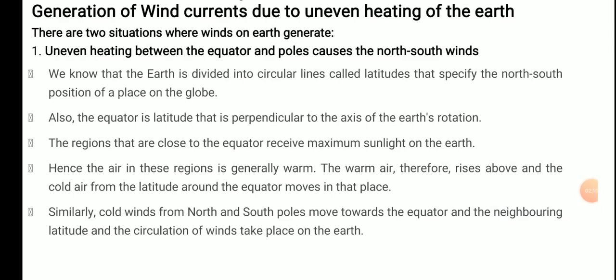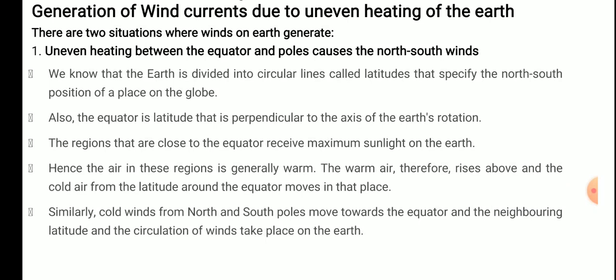So, the next topic is generation of wind currents due to uneven heating of the earth. There are two situations where winds on the earth are generated. Let us see the first one. Uneven heating between the equator and poles causes the north-south winds.